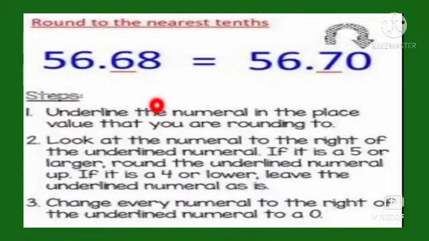Round to the nearest tens. Here, the first step is to underline the numeral in the place value that you are rounding to. Look at the numeral to the right of the underlined numeral. If it is a 5 or larger, round the underlined numeral up. If it is a 4 or lower, leave the underlined numeral as is, which remains the same. Change every numeral to the right of the underlined numeral to a 0.